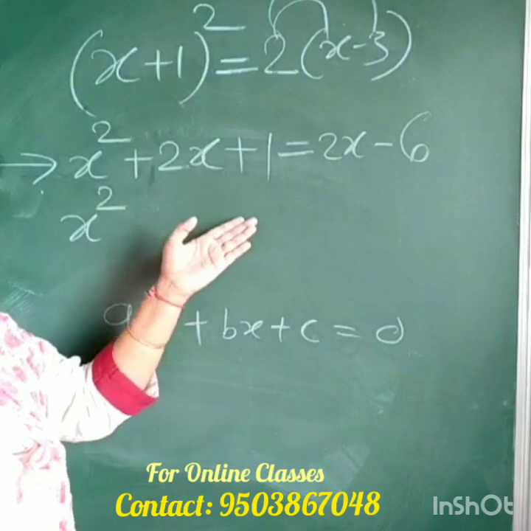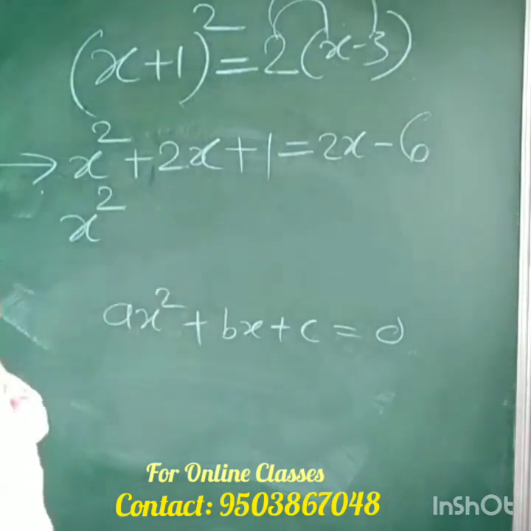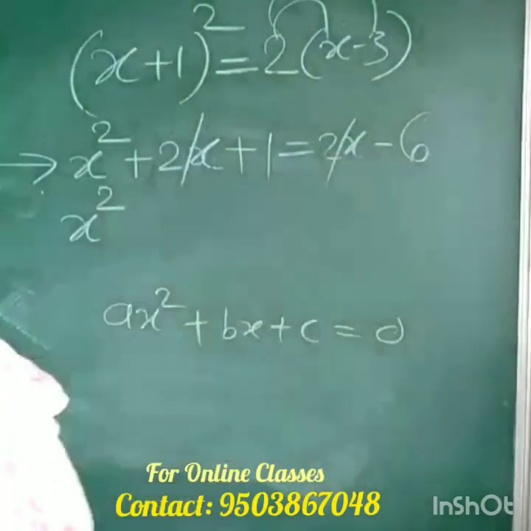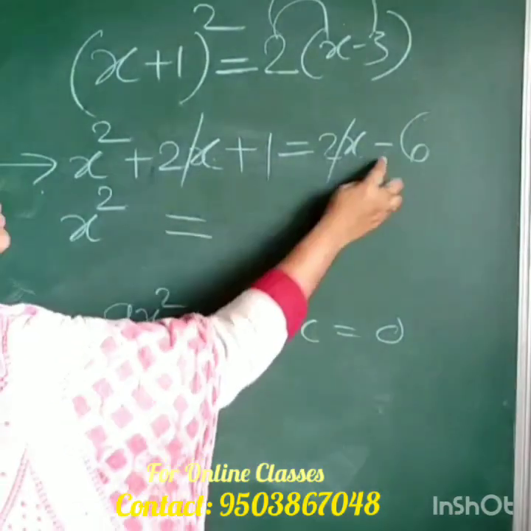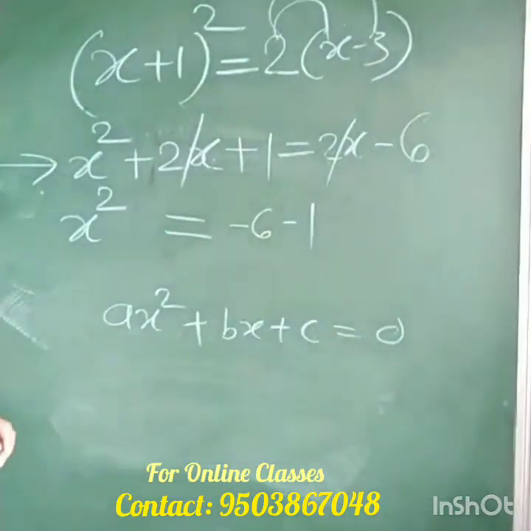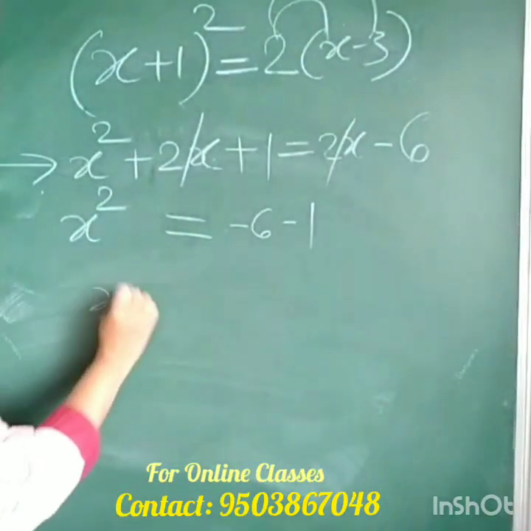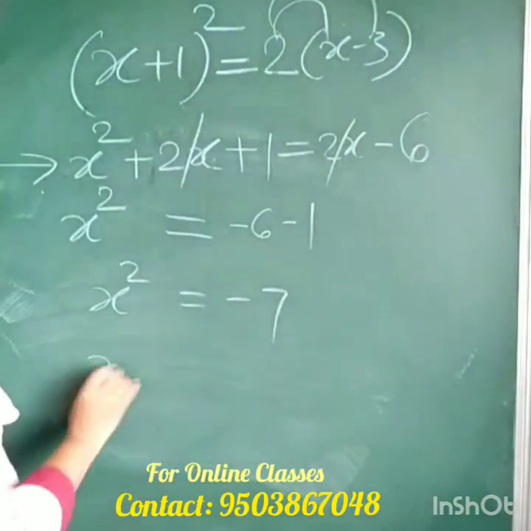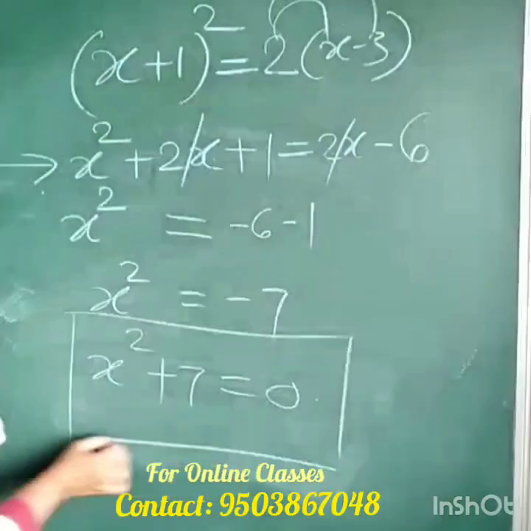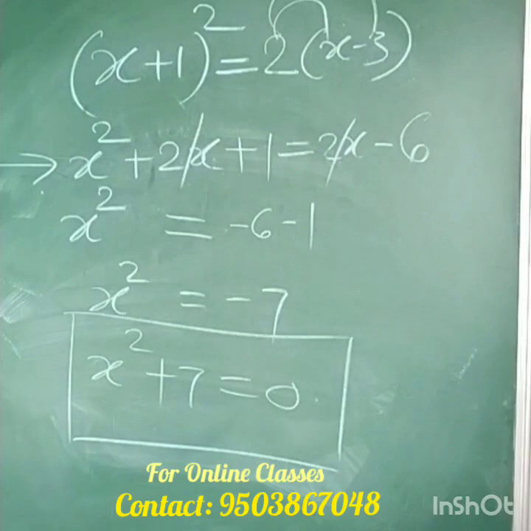If you want to shift them, you can do, but afterwards again it is going to cancel. अगर आपको ये shift करना है तो shift भी कर सकते हो. This 2x and this minus 2x cancel हो गया, which is equal to constant terms. I will write at right hand side minus 6 minus 1. Means your equation will become x² = −7, means x² + 7 = 0. Since the highest power of the equation is 2, it is a quadratic equation. Yes, it is a quadratic equation.